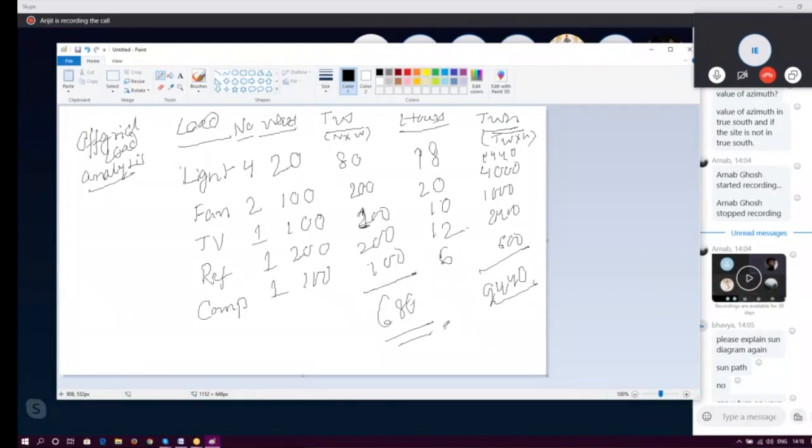This is the off-grid load analysis. So the total wattage we have got is 640 and the total watt hour we have got is 9440.